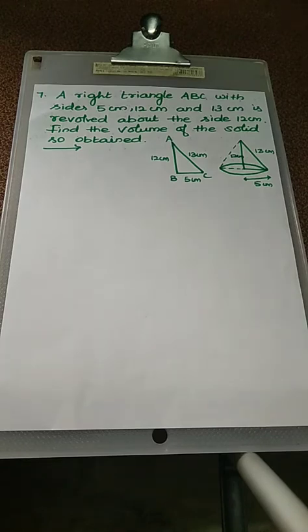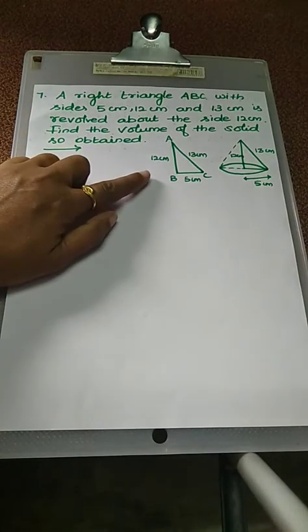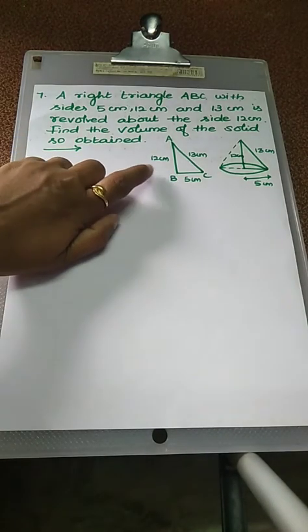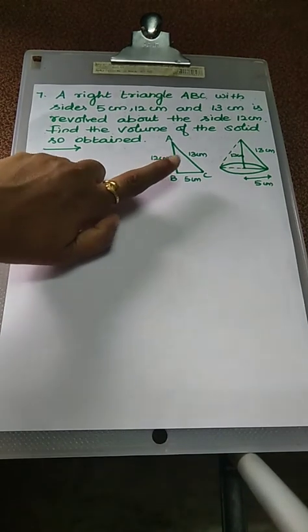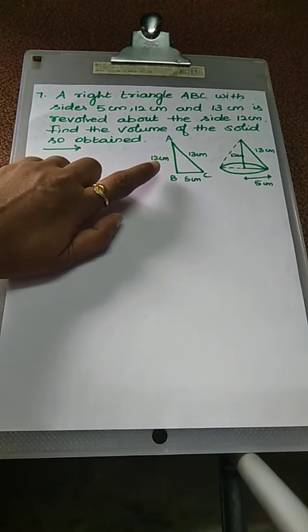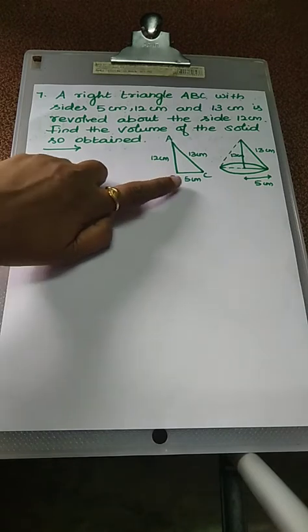Next problem. A right triangle ABC with sides 5 centimeter, 12 centimeter and 13 centimeter is revolved about the side 12 centimeter. Find the volume of the solid so obtained. What is given? One right triangle ABC is given. BC value 5 centimeter, AB value 12 centimeter, AC value 13 centimeter. Another clue is given. What is that? Revolved about the side 12 centimeter is given.